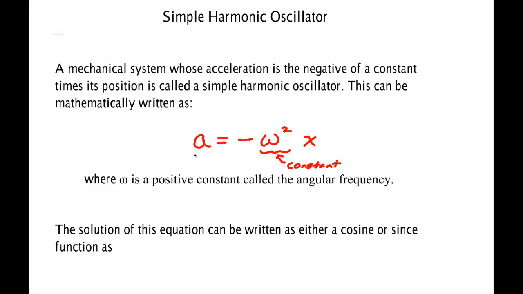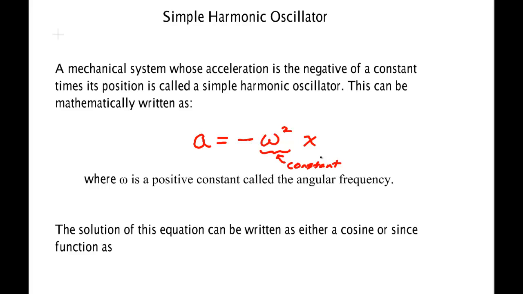Now, I said acceleration. It can be more generalized than that. This could be angular acceleration, this could be angular position. And in fact, in calculus, we can expand this definition to cover things besides just things in physics. But for us, this will work as our definition. Anything that obeys this type of an equation is called a simple harmonic oscillator.